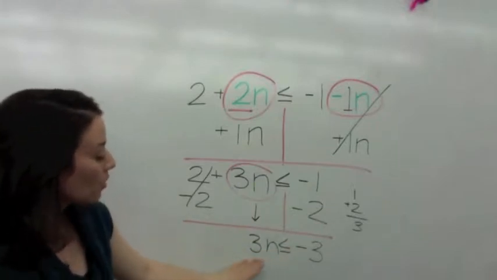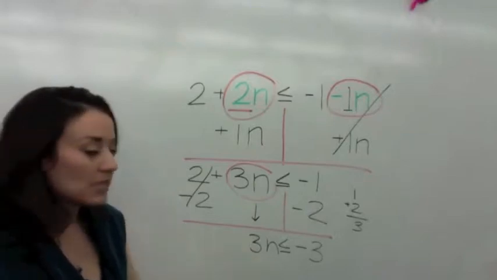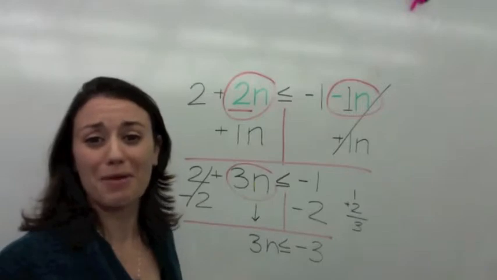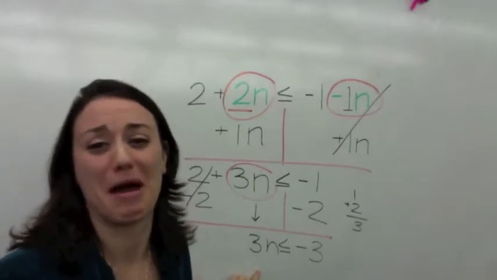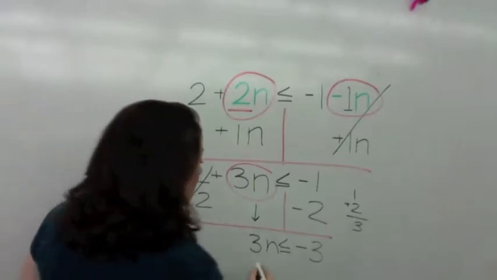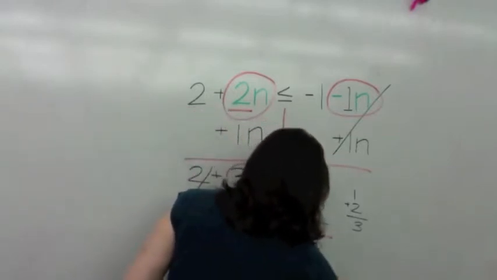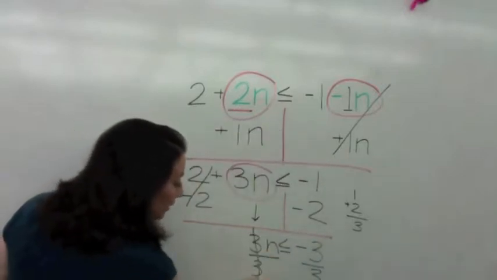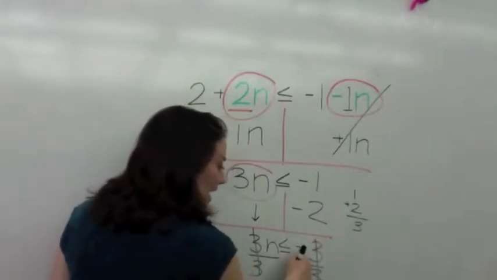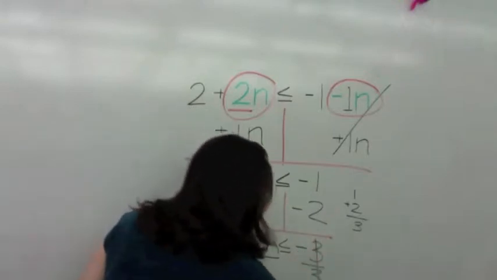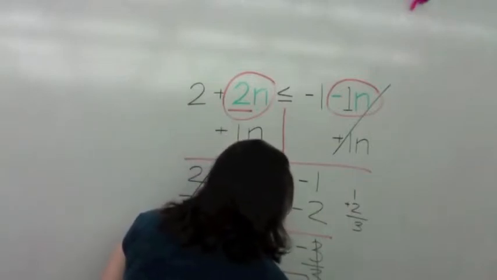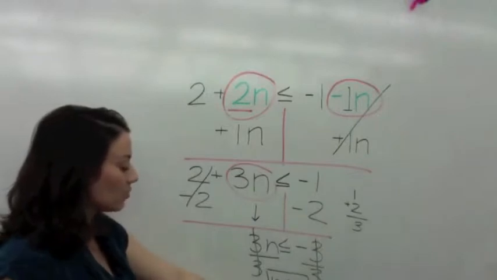So now, Mr. 3 and Miss N have been married for a long time. They don't want to be together anymore. I don't want to be with you anymore. You don't care about me. So they want to get a divorce. That's right. So you divide both sides by 3. 3 divided by 3 is 1. What about over here? Isn't 3 divided by 3 1? But it's negative. It's negative 1. So the inequality is n is less than or equal to negative 1. Read it with me. N is less than or equal to negative 1.